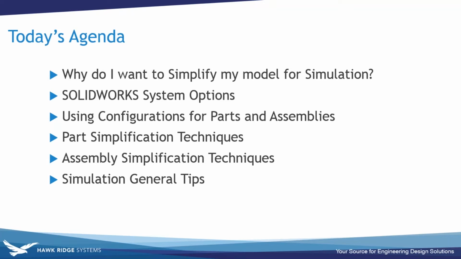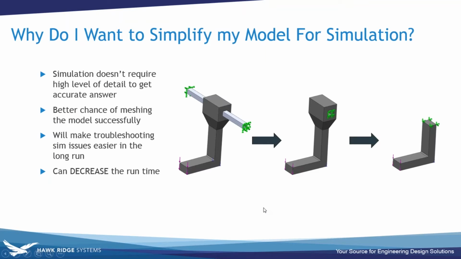Then utilizing configurations for parts and assemblies, being able to create them and link them to different versions of your model. Then a couple of examples as far as simplifying a part, and then graduating into assemblies as well. And then closing it off with some overall general tips as far as what to look out for, pretty much an overview of what I'll be discussing today.